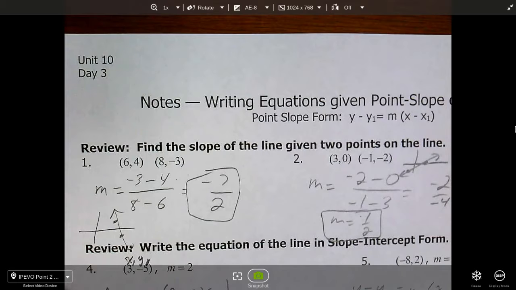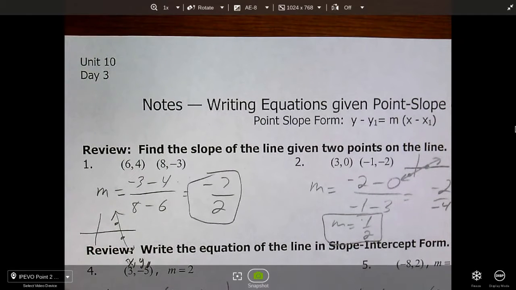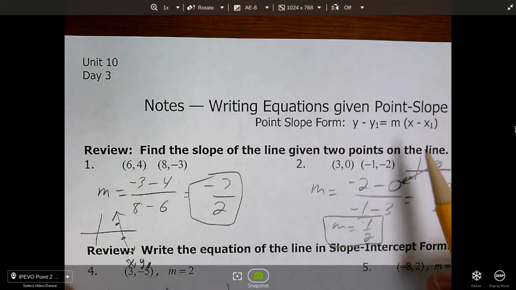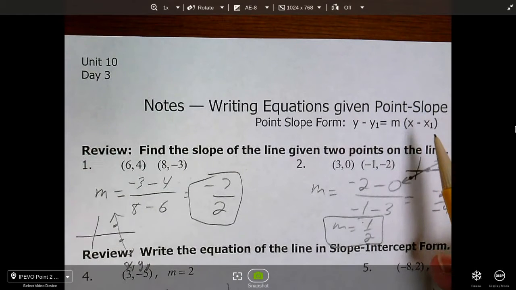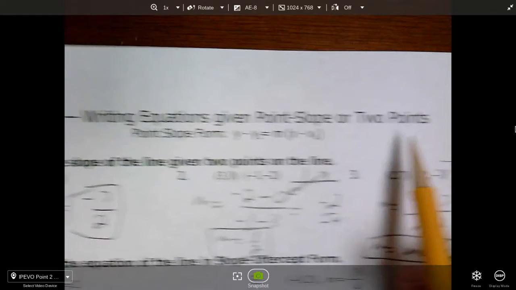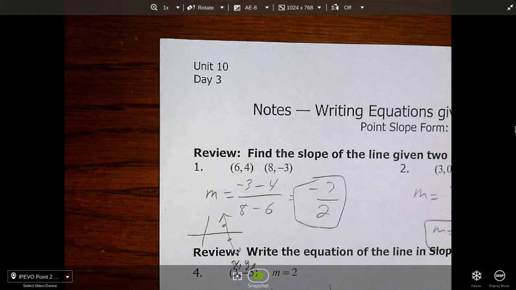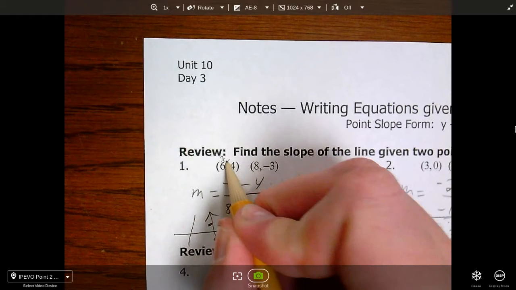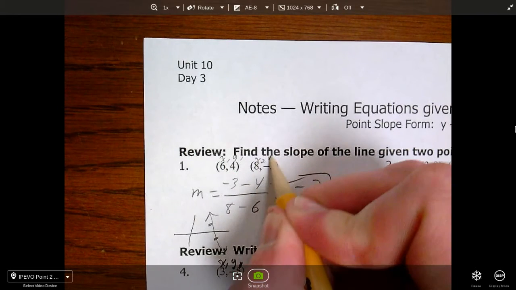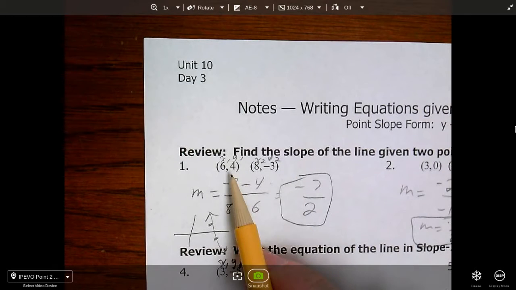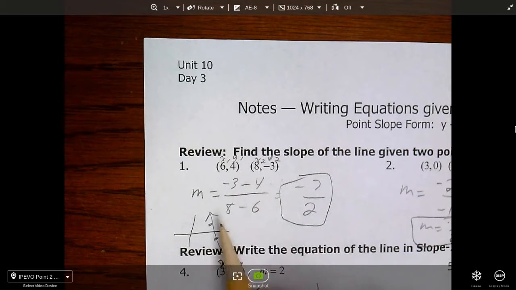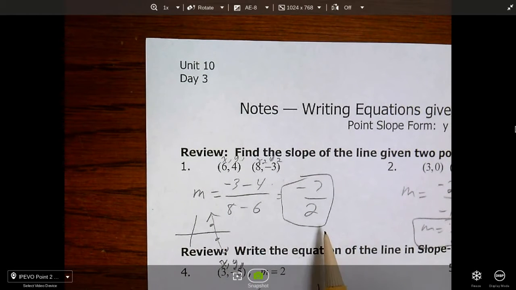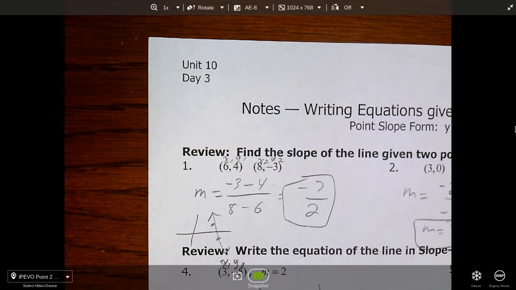Okay, so now that you have attempted those first 5, we are going to begin writing equations given a point and slope form or 2 points. So the first problem, we had to just find the slope of these 2 points. We plug these in. So we have x1, y1, x2, y2. So negative 3 minus 4 over 8 minus 6. Simplifying that a little bit, we get negative 7 on top, 2 in the denominator. So negative 7 over 2 is our slope.